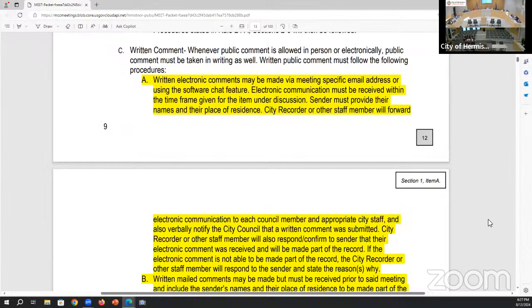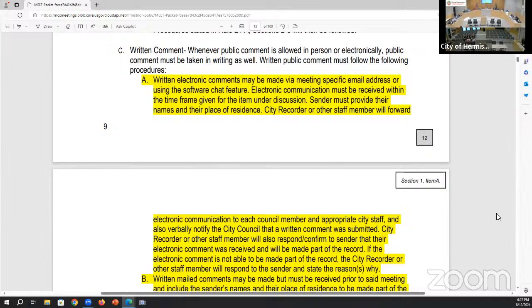It was brought up, the last time we were talking about this, about written comments and electronic written comments. So we added this highlighted area, which we think deals with all the situations we could come up with, both if somebody emails us or if they make a comment in the chat feature on Zoom and things like that. We feel like it's pretty comprehensive, a little longer than we thought it would be.